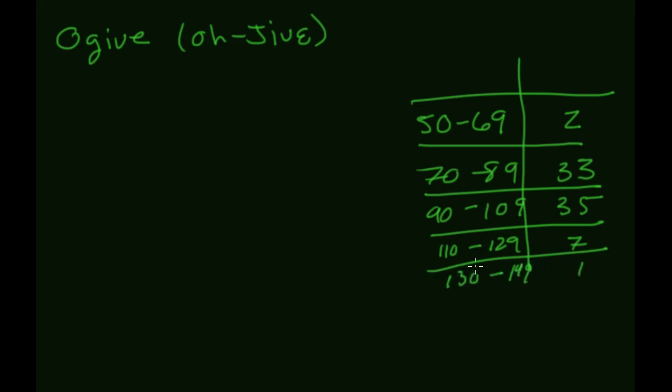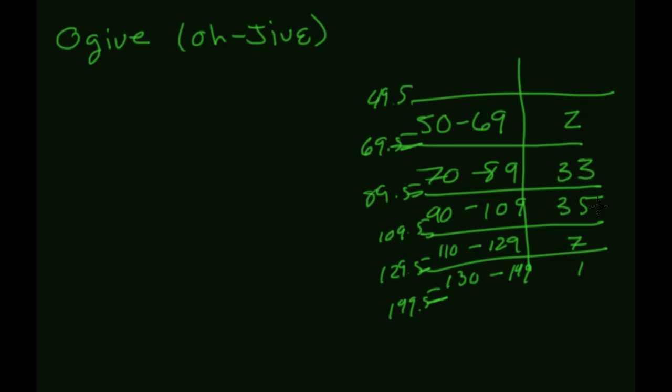Okay, what we're going to look at is the breakpoints here. So the breakpoint here is going to be 49.5. This one is 69.5. This one is 89.5. We have 109.5, 129.5. And if I made another one up here, it would be 149.5.